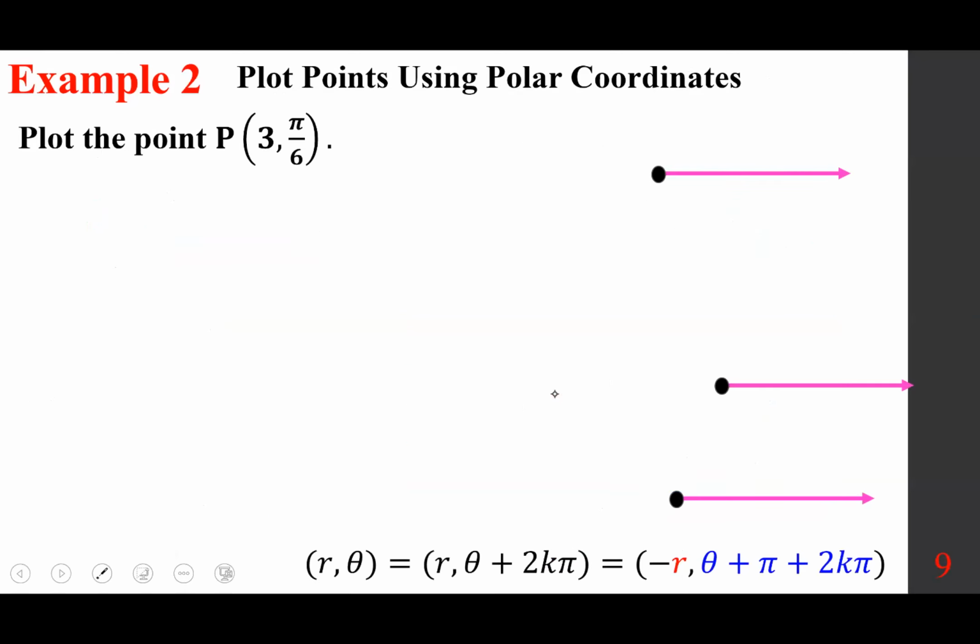We want to plot the point with coordinates 3 comma pi over 6, and here's our polar axis. So we make the angle first, pi over 6. Then we draw a line and we go with 3 tick marks. 1, 2, 3.